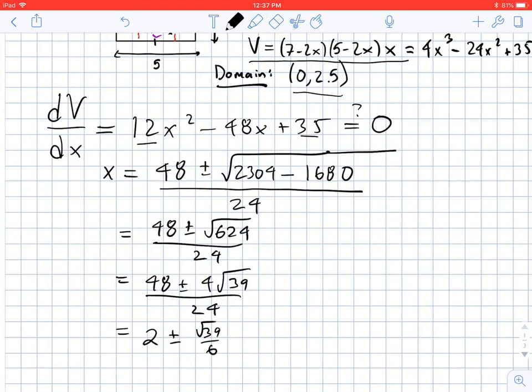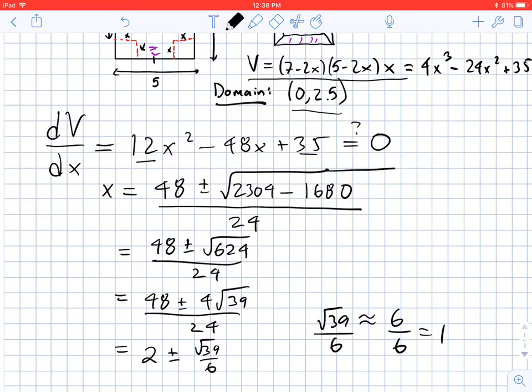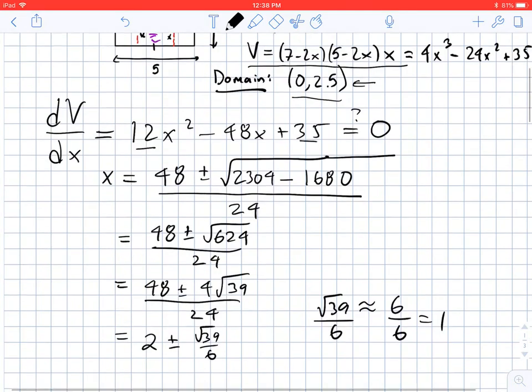All right, now let's make sure this makes some sense. So first, root 39 is about 6. It's a little bigger than 6. So if you divided it by 6, you'd get something which is about 1. It's going to be a little bigger than 1. All right, so we had two possibilities for x. You could have 2 plus something about 1, which would put you about 3. But remember our domain. Our domain up here stopped at 2.5.